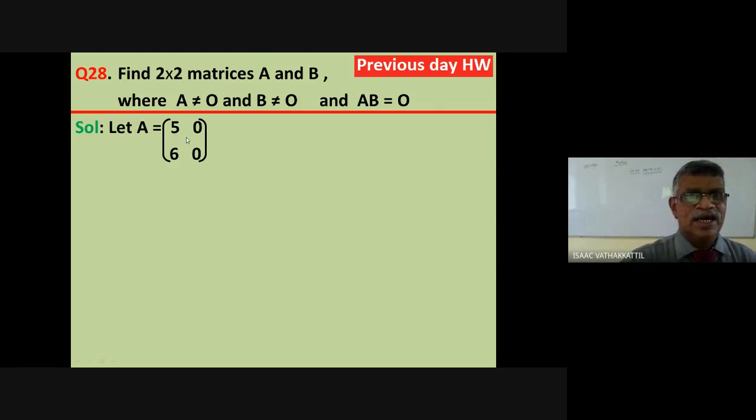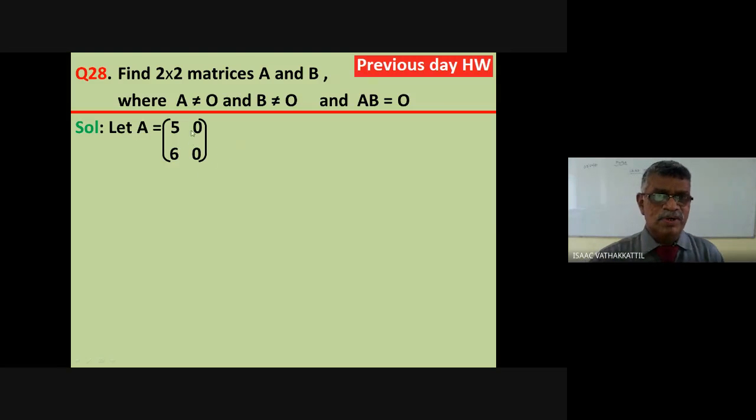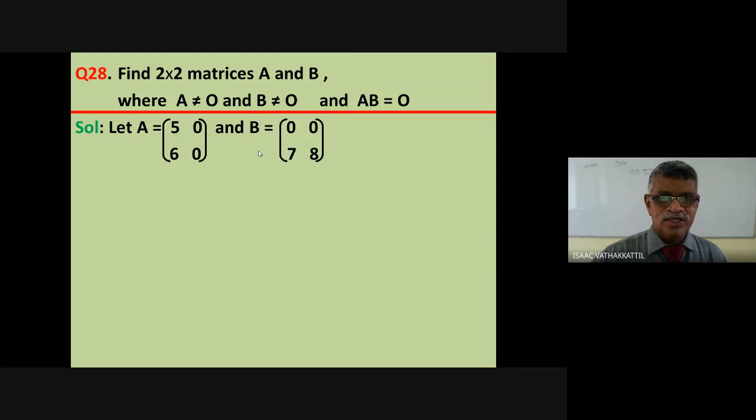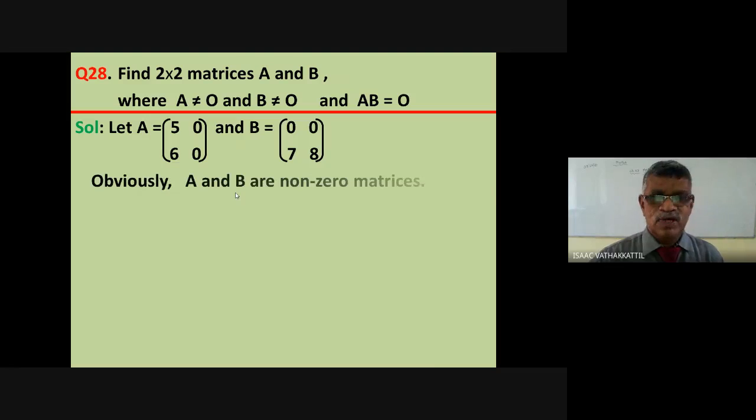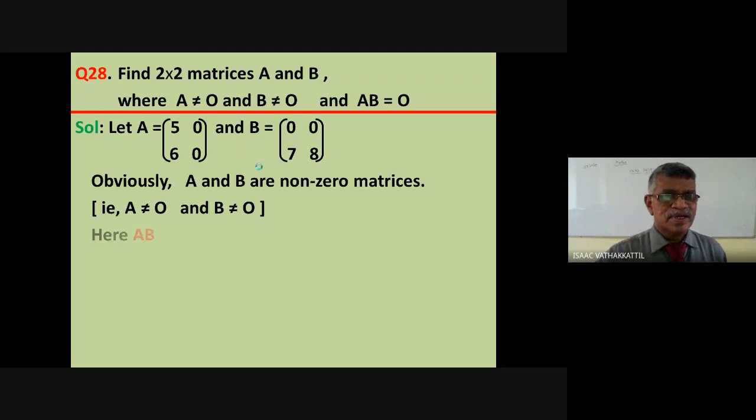A matrix A, 5 0 6 0. Remember, second column is 0. Now when I take the matrix B, if the first row is 0 and the second row is 7 8, now you see what happens when I multiply. Here, one thing is true, that A and B are non-zero matrices. Agreed? A is not a zero matrix. B also is not a zero matrix. Now we multiply AB, write them side by side.